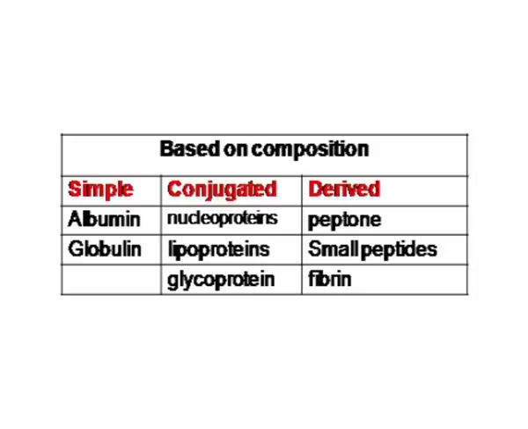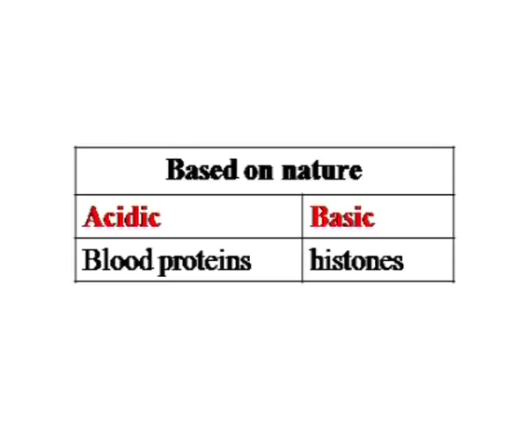Based on composition, proteins are divided as simple, conjugated and derived proteins. The examples under simple are albumin and globulin. Under conjugated, nucleoproteins, lipoproteins and glycoproteins are the examples. Derived proteins include peptone, small peptides and fibrin. Based on the nature, proteins are classified as acidic and basic. Examples under acidic include blood proteins, and histones under basic proteins.